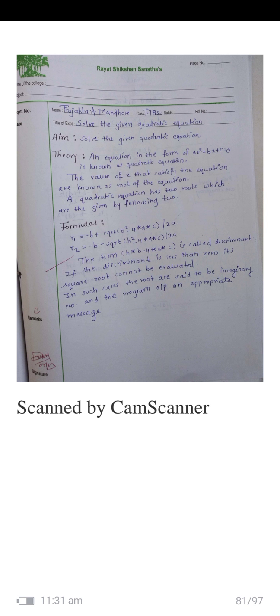The formula is R1 equals minus b plus square root of b square minus 4ac upon 2a. R2 equals minus b minus square root of b square minus 4ac upon 2a. The term b square minus 4ac is the discriminant. If the discriminant is less than 0, the value of the square root cannot be evaluated. Then the program gives appropriate messages.